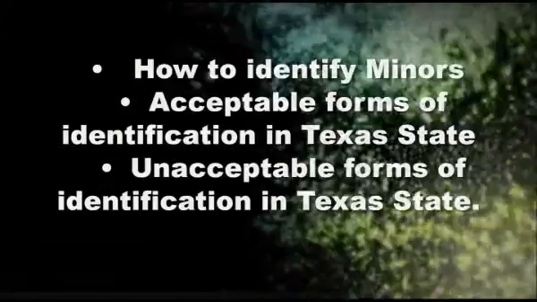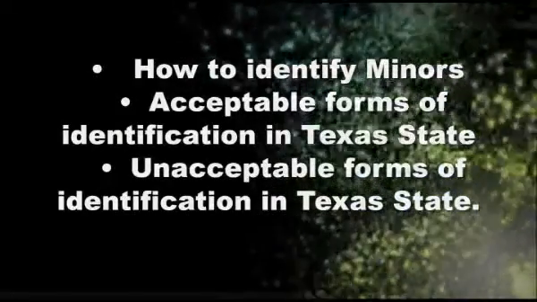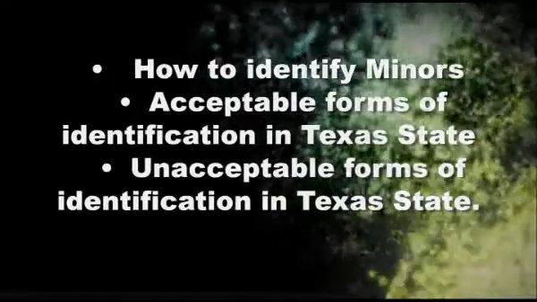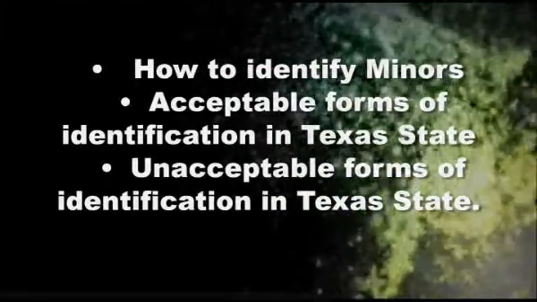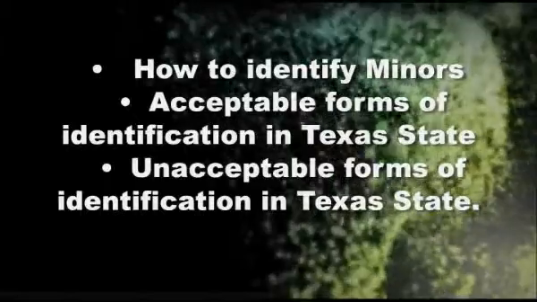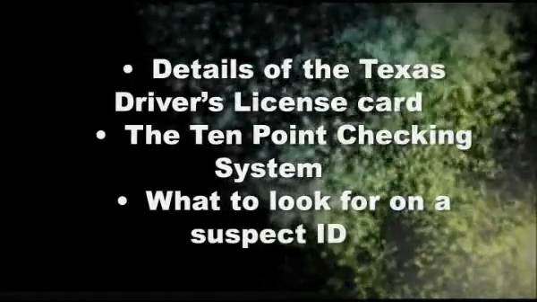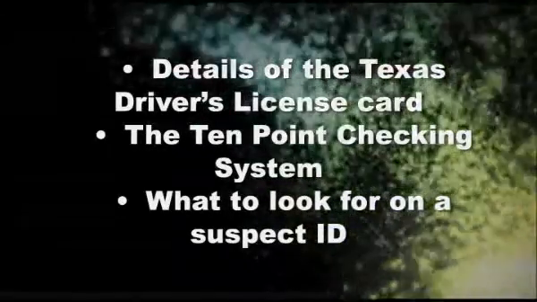Topic: Checking ID. Module objectives. After completing this module, you will understand: number 1, how to identify minors. Number 2, acceptable forms of identification in Texas State. Number 3, the unacceptable forms of identification in Texas State. Number 4, detail of the Texas driver's license card.